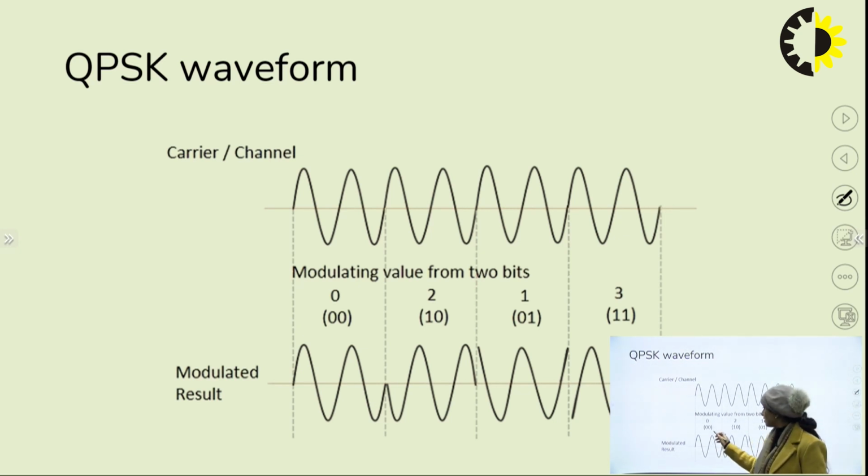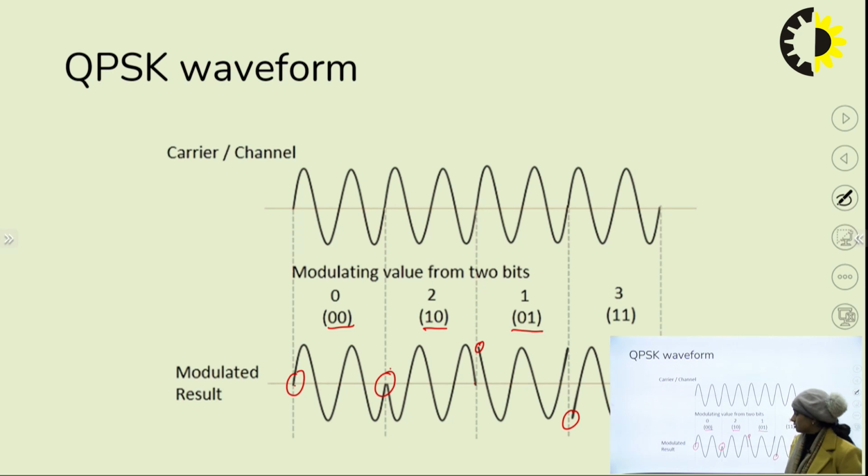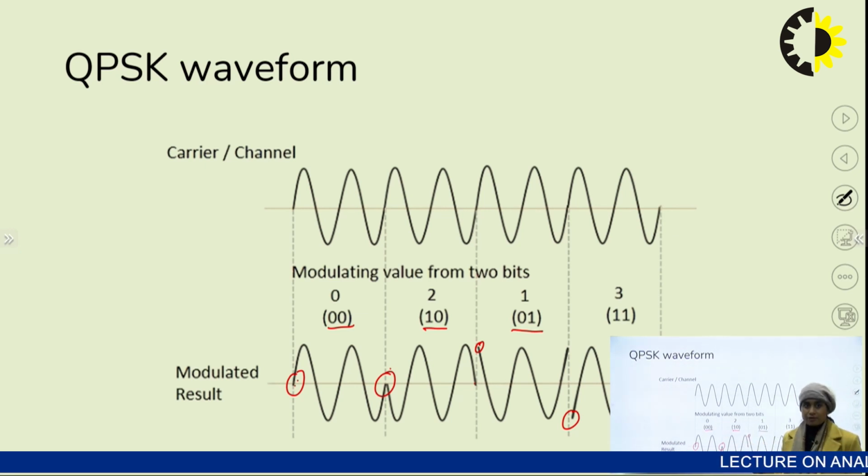For the dibit 0, 0, there is some phase shift, for 1, 0, there should be some phase shift, for 0, 1, there should be some phase shift, and for 1, 1, there should be some phase shift, likewise. You can observe here a 45-degree phase shift. These phase shifts will be clear when I show you exactly how the QPSK waveform is generated, which I'm going to show you after we cover this modulator and demodulator.